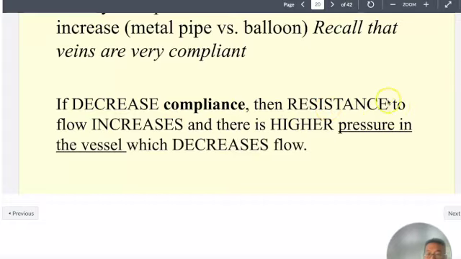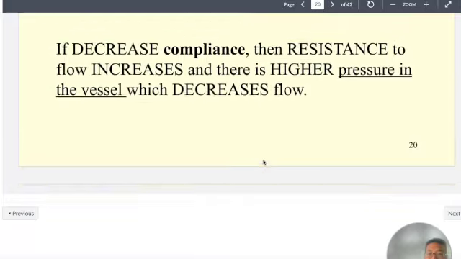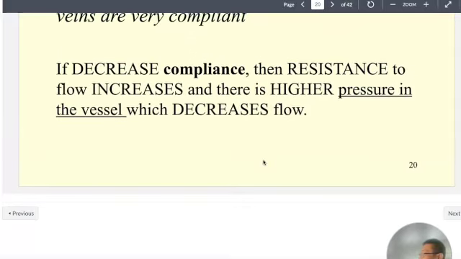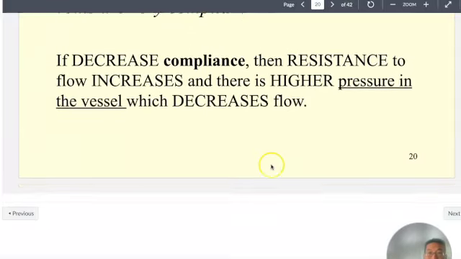Resistance is more friction. Because of that, there's a higher pressure in the vessel, and then it decreases the flow. Because remember, blood is not just liquid. There's stuff inside.